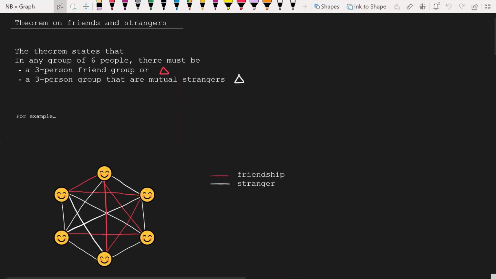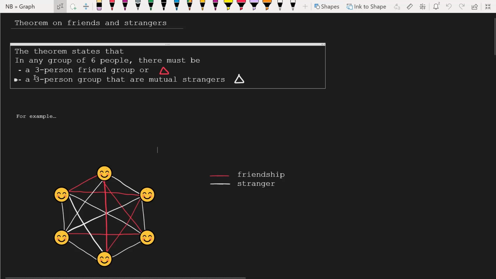So for example, in this diagram, it shows that there are 6 people, and each of these people are connected with each other with either a red line or a white line representing different relationships. So here we can see the theorem holds because, for example, here, 1, 2, 3, there is a white triangle in between them. That means there is a 3-person group that are mutual strangers.